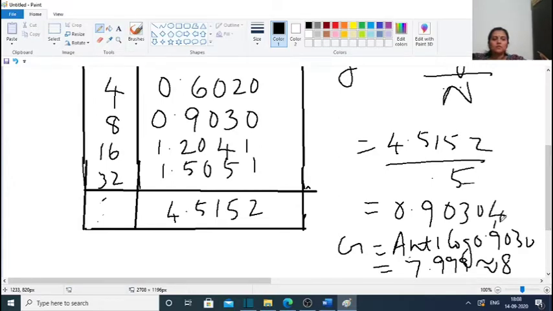So G is equal to anti-log of 0.90304, which is equal to 7.9999, or approximately 8.